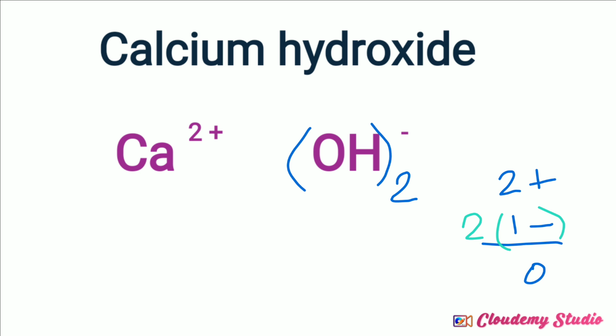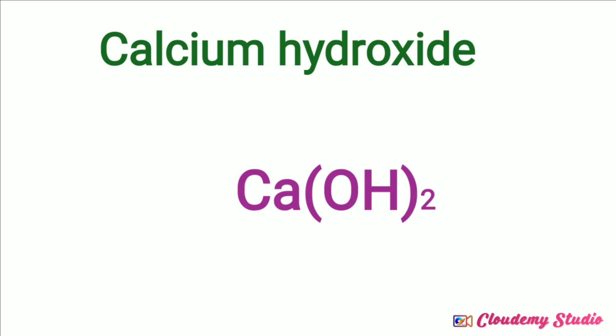So what can we do? We can cancel the charges. 2 positive is cancelled, and this 2 times 1 minus also will be cancelled. And the symbols of the ions we need to write together. That is Ca(OH)2. That is written here. Ca(OH)2 is the formula for calcium hydroxide.